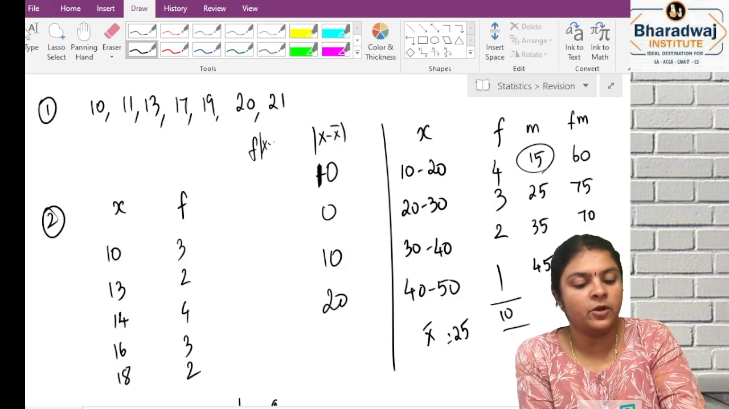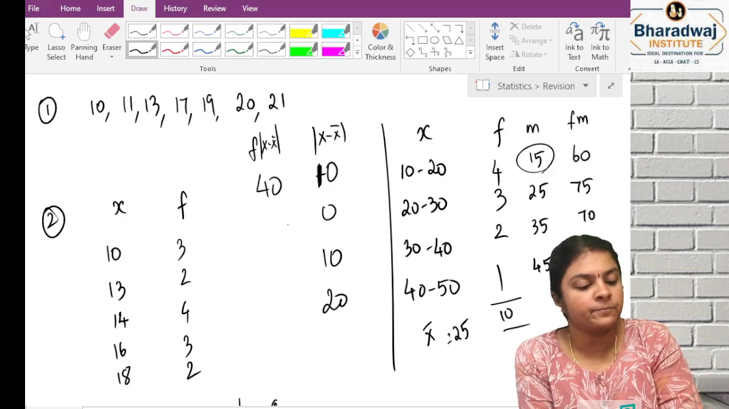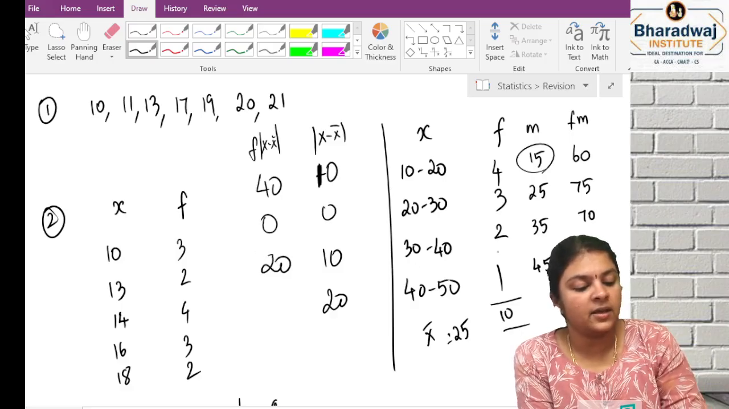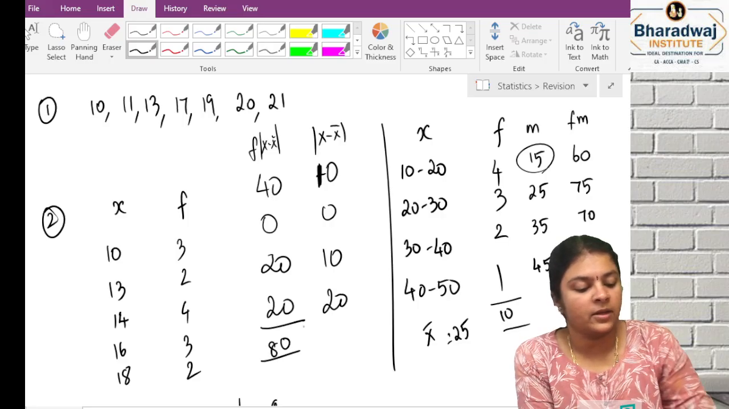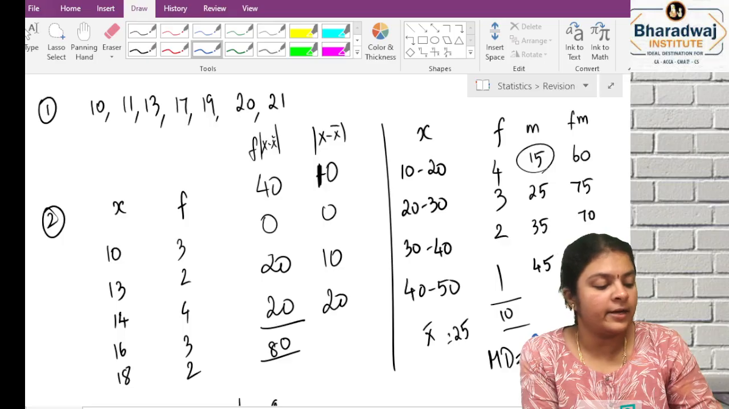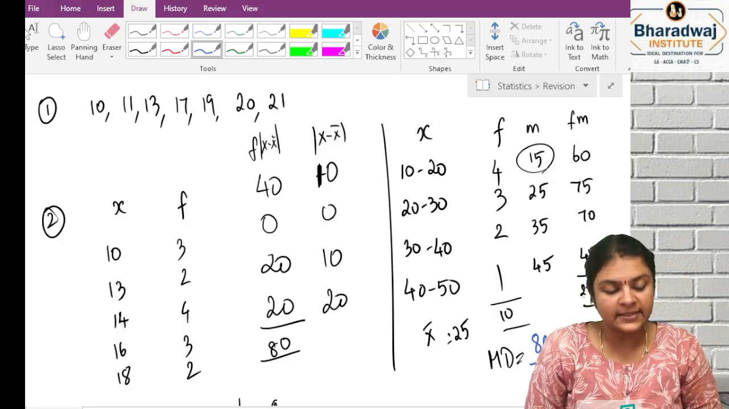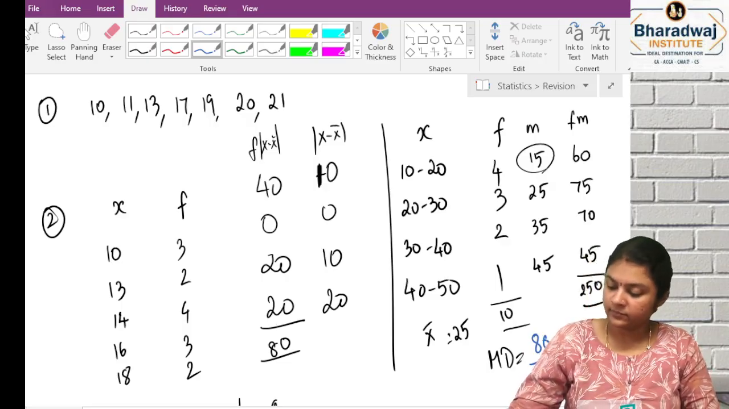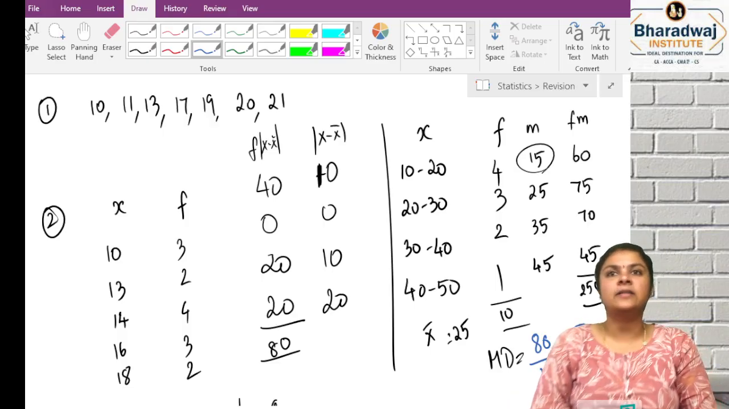Now f into modulus of x minus x bar will be 10 into 4, 40, 0, 2 into 10, 20 and 1 into 20, 20. Taking the total, 80. So mean deviation will be 80 divided by 10, which is 8. Did you get this answer? Yes, ma'am. So this is the calculation of mean deviation under all the three formulae.